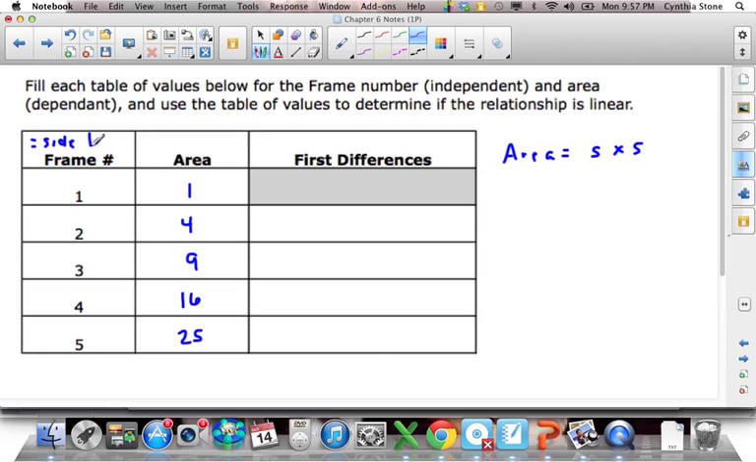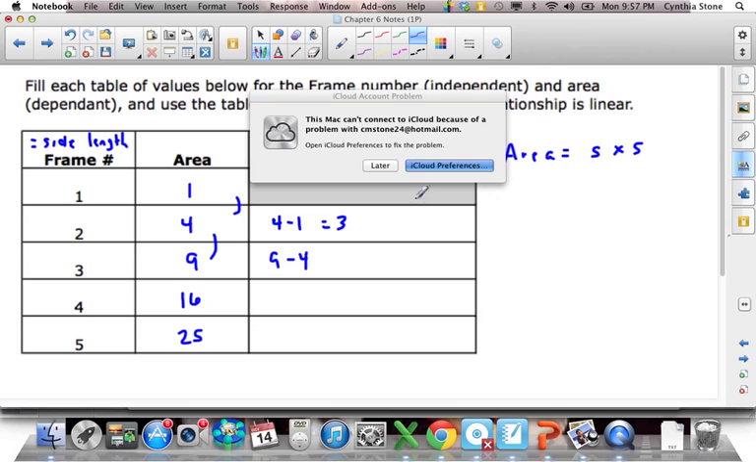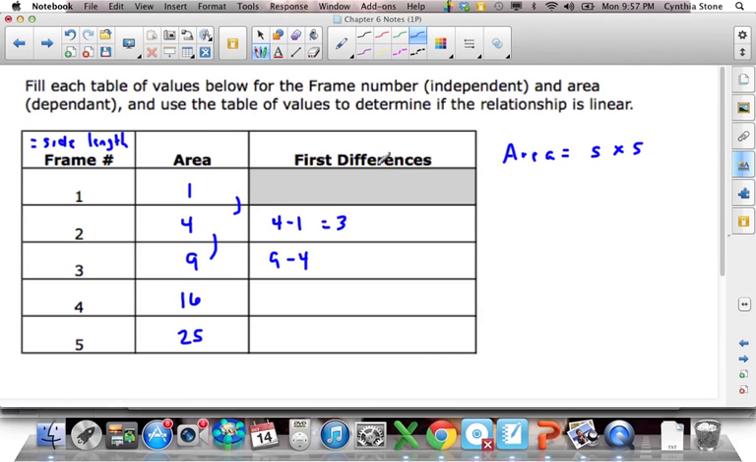In this particular question, the first difference this time is 4 minus 1 equals 3. Then 9 minus 4 is 5. I can stop. This is not linear. I could keep going if I wanted to, but I know right away, not the same, not linear. And that's often the case. Area is not a linear relationship very often. Okay?